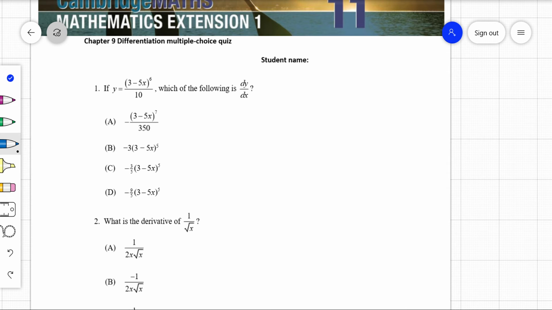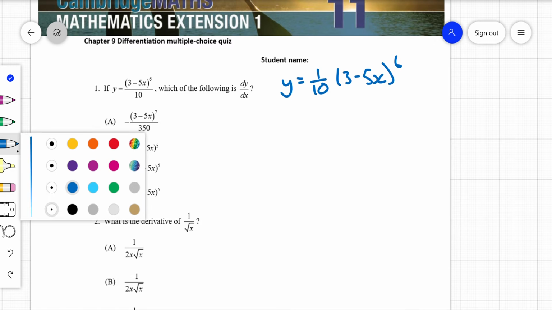So this is the chapter 9 quiz, differentiation. For the first one, we want to differentiate with respect to x. If I just think of it as 1 on 10, and we've got (3 minus 5x) to the power of 6.